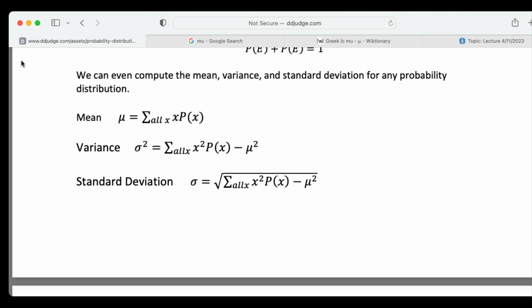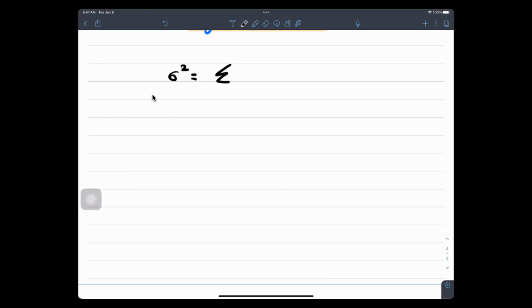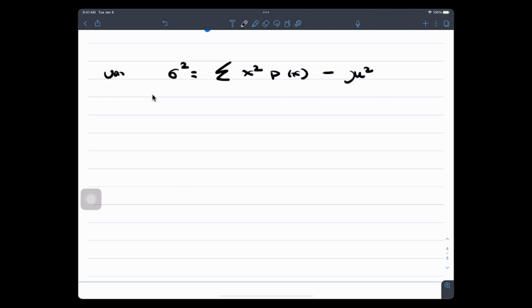Okay, so where are we? Okay, TI, there we go. Here's my iPad. This is now x squared times p(x) minus mu squared. This is the variance. Now, you might say, well, why do I care about that? Well, in order to get the standard deviation, because the standard deviation is the square root of the variance, we need to take that square root. I know you guys can't see. Let's make it so you can. Okay? So this is what I need to do.